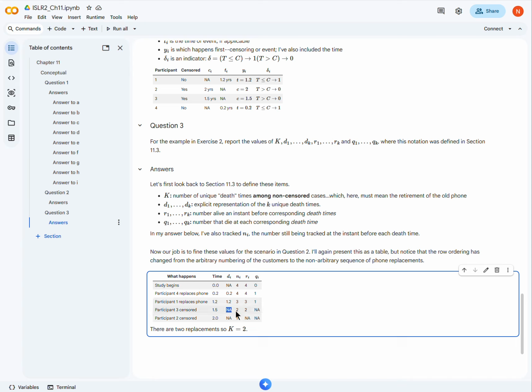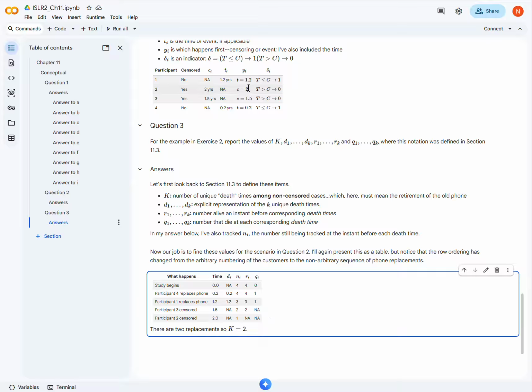Just before this event, we were tracking 2 people. And why? Because, well, we lost participants 4 and 1 to phone replacement. Okay. And of those 2, both of them, as far as we knew, still had their phones. But we don't know the phone status of this individual. So QI, the number that died at this time, we don't know, because it is possible that participant 3 had to replace their phone and we just did not know. Or they still have their phone and we don't know. So I'm putting in A.